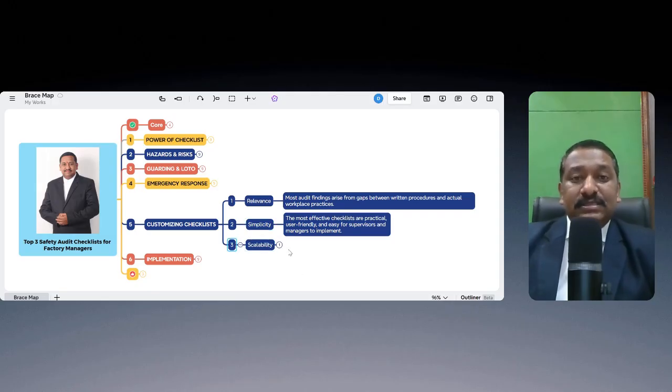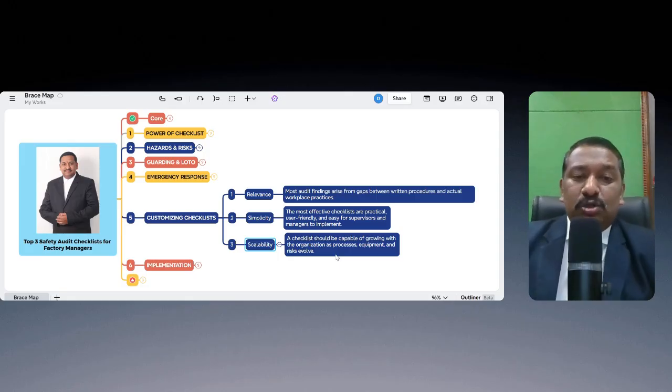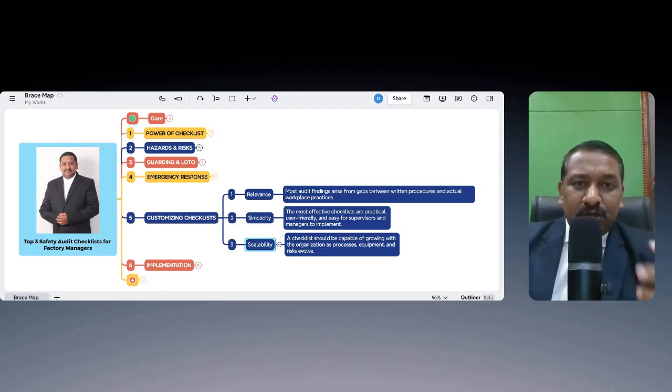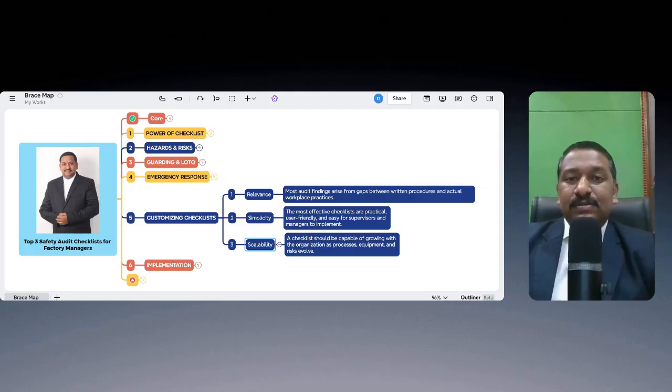The third aspect is the scalability. A checklist should be capable of growing with the organization as the process, equipment, and risk evolve. If there is an expansion in the manufacturing process or storage of chemicals, then the checklist shall be revised. If the equipment is changed, then the checklist shall be revised. And if the process has changes in the fuel, such as first we are using LPG, then we are using PNG, then accordingly the checklist has to be changed with respect to scale and the changes in the equipment.